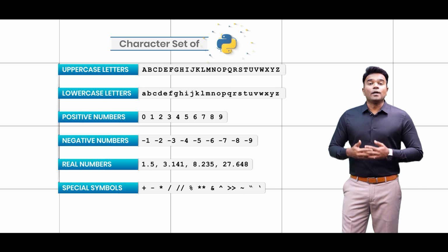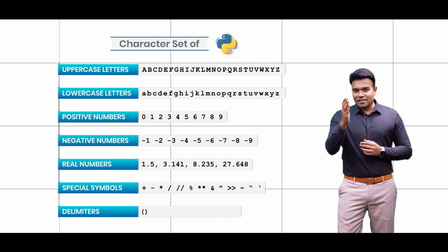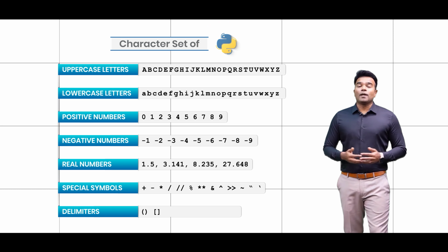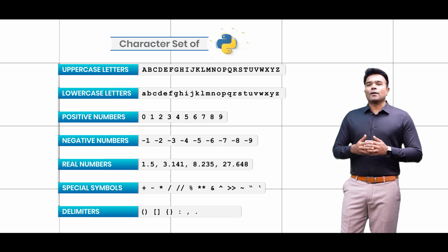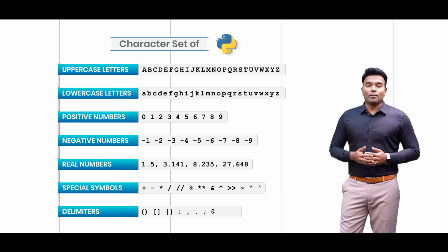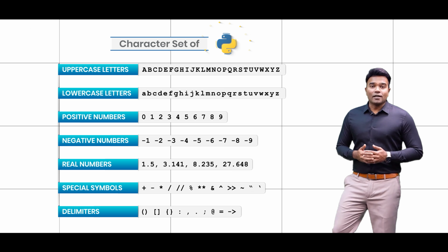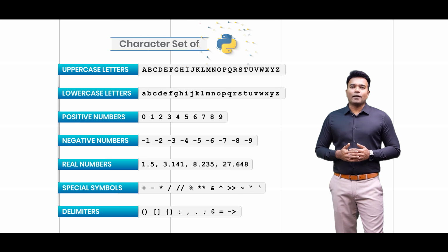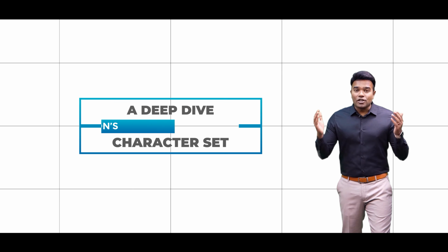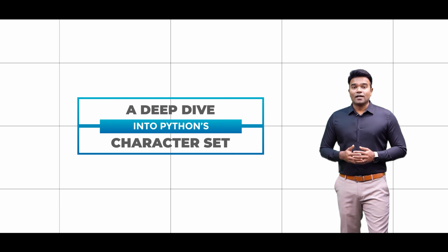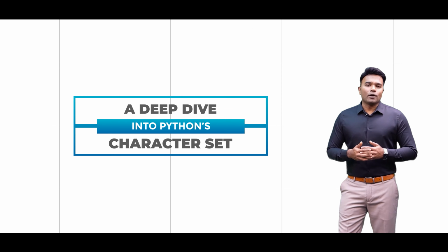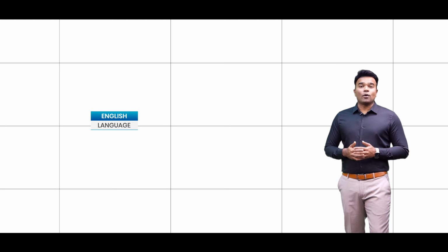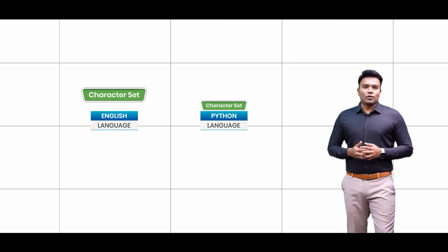Not only these operators, even the delimiters such as the simple parenthesis, the square parenthesis, the flower parenthesis, the colon, the comma, the dot, the semicolon, the at symbol, and that way there are a lot of characters that form the character set of Python. And again, let me tell you that we shall be delving deep into each of the characters in the character set of Python. But at this point in time, all that I wanted my learners to understand is that like how English has its own character set, even Python has its own character set.